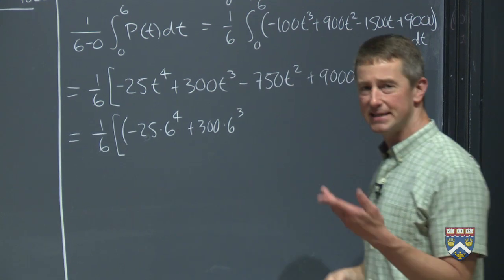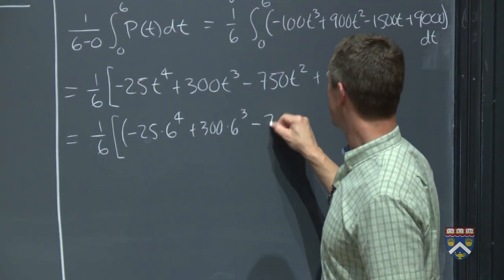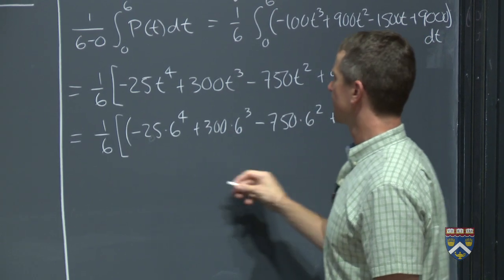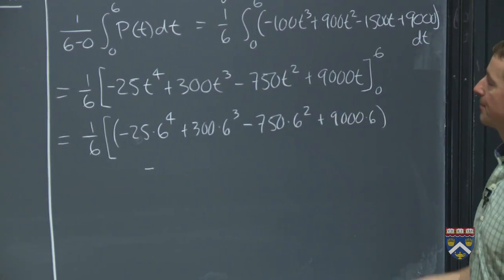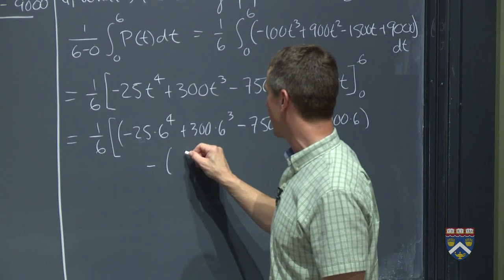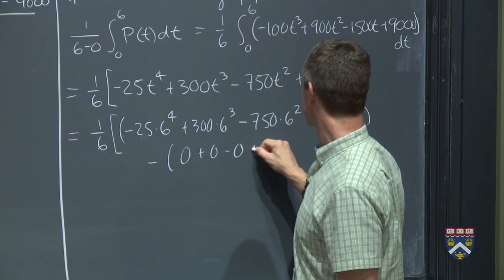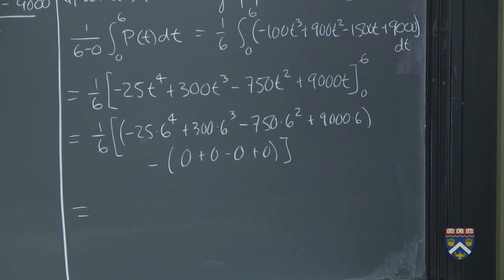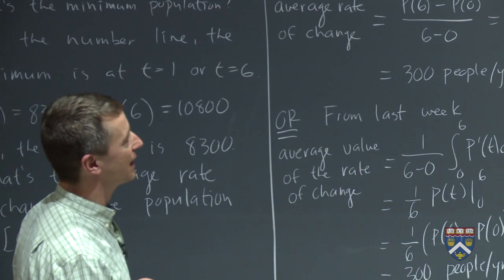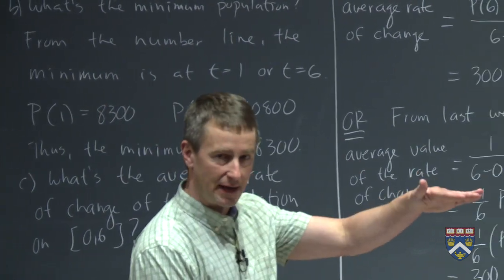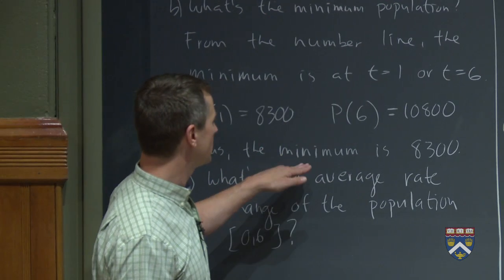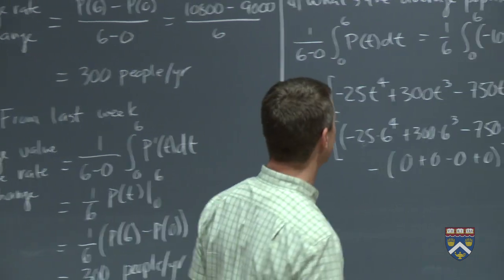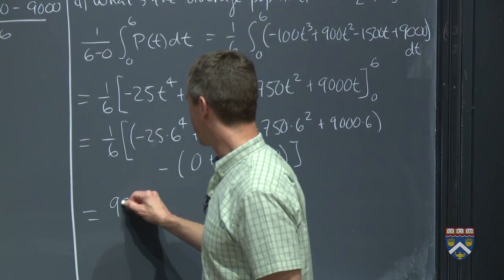We should start to think about what a reasonable answer is here, right? What should the answer be between? Definitely between what two numbers? So when I plugged in the 6's, that's what's going to happen. When I plug in the 0's, everything's going to be 0. So I'm just going to write 0 plus 0 minus 0 plus 0. Well, we know that the population was never more than 11,500. In part A, we found the maximum was 11,500. In part B, we found the minimum was 8,300. So definitely the average had better be between those two numbers. And in fact, it is. When we go ahead and do the arithmetic for this, we get 9,900.